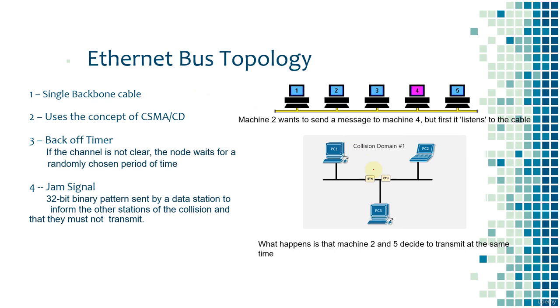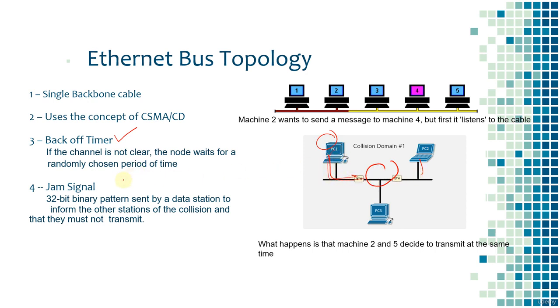Let's suppose they send a packet at the same time and it collided. For that, they use what is called a backoff timer. If the channel is not clear, the node waits for a randomly chosen period of time. They will revert all communication and wait for some time. That is called the backoff timer. It could be some milliseconds, or 1 minute, something like that. They wait for that time and then transmit the data again.